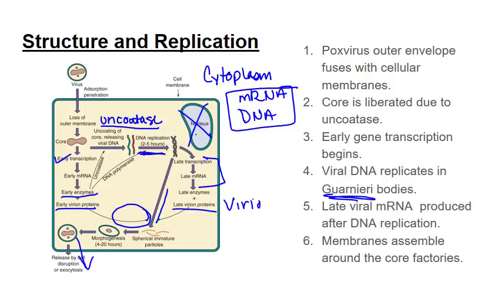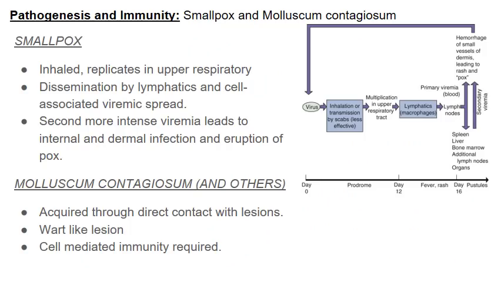the virion is infectious. So this is a complex and smart virus that creates a very specific cytopathic effect, the Guarnieri body, and it's a DNA virus that replicates in the cytoplasm, which is just super weird. So I should mention that all of the steps that I just mentioned in replication are true for all of the pox viruses, except for Molluscum contagiosum.